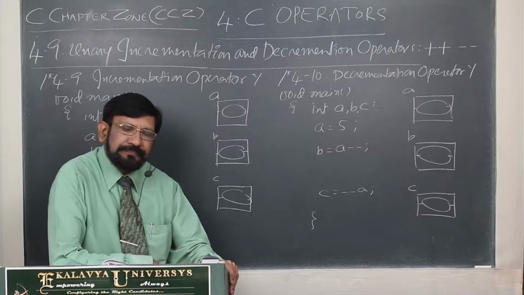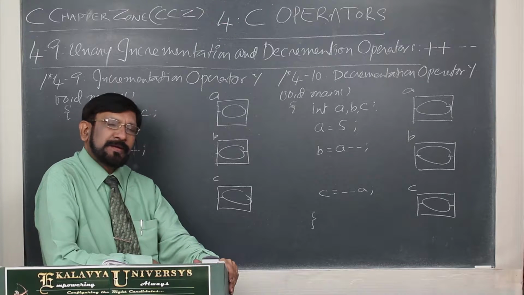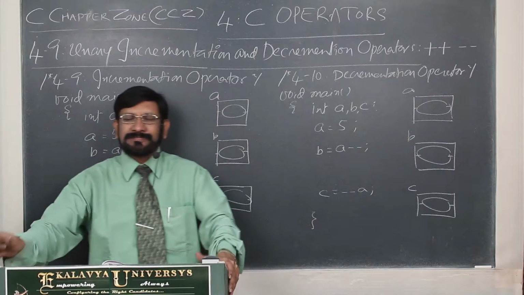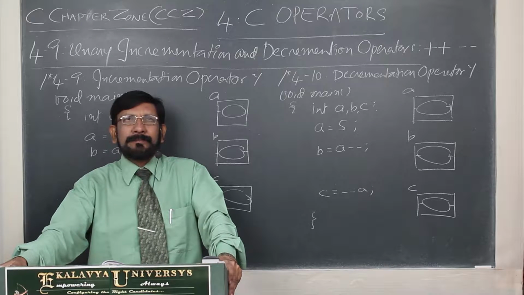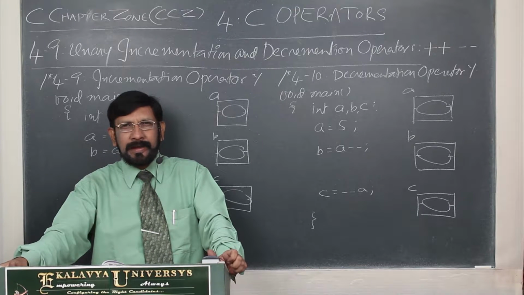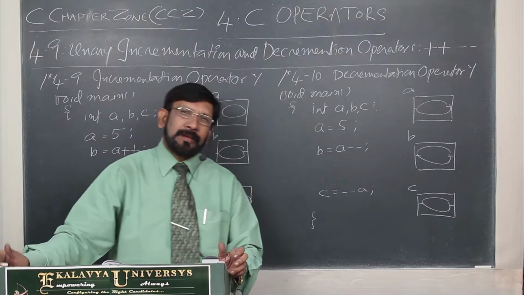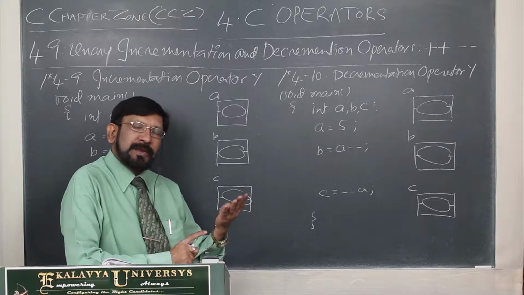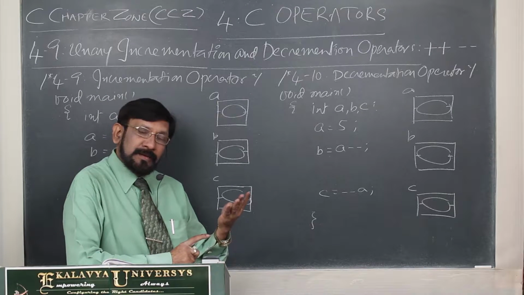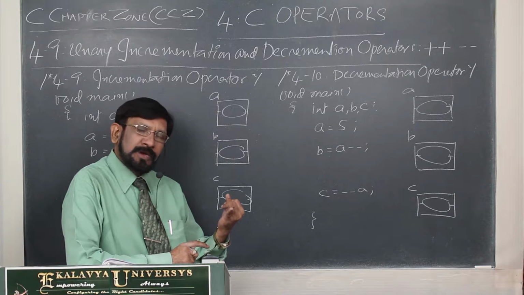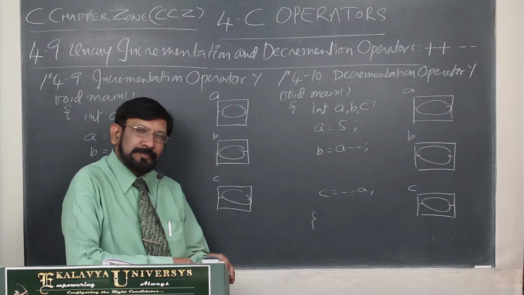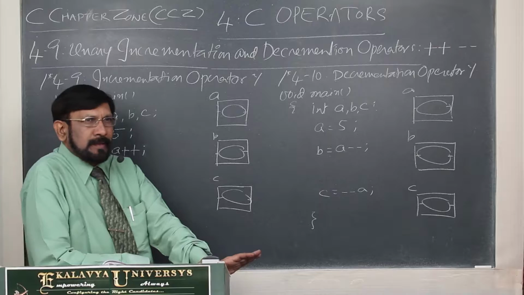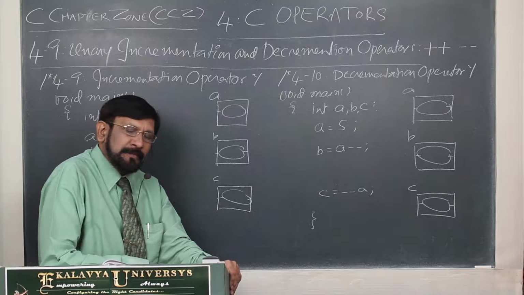Now let us take up concept number 4.9, unary increment and decrement operators. Actually, these are the fourth category of C operators. Already we have discussed the features and functionalities of arithmetical operators, relational operators, logical operators. Thereafter, we discussed the rules of precedence and associativity. These are the fourth category operators.